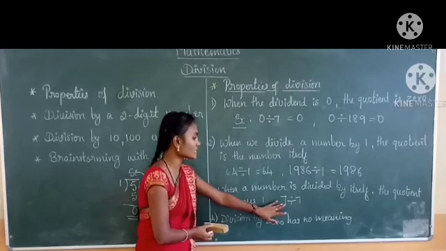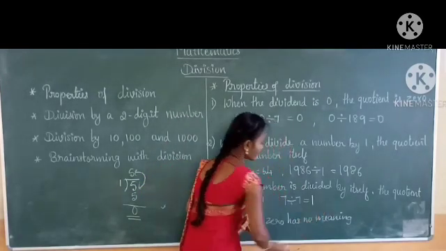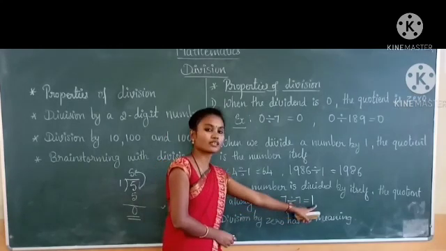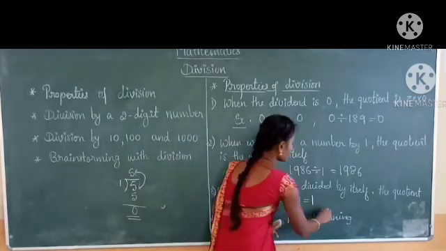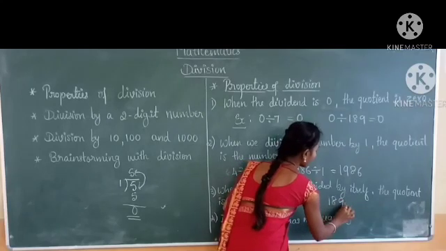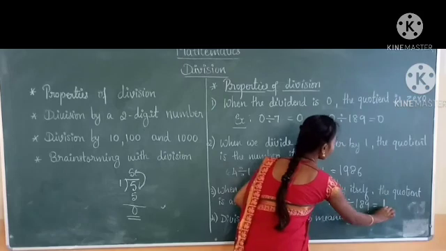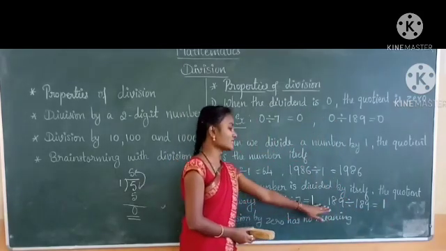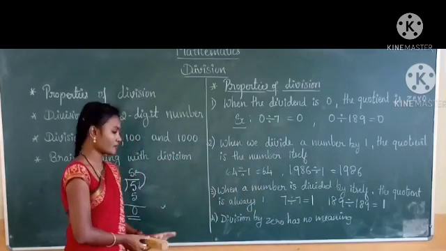When a number is divided by itself, the quotient will be 1. 7 divided by 7 is equal to 1. That means 7 ones is 7. Next, 189 divided by 189 is equal to 1. When a number is divided by itself, the quotient will always be 1.